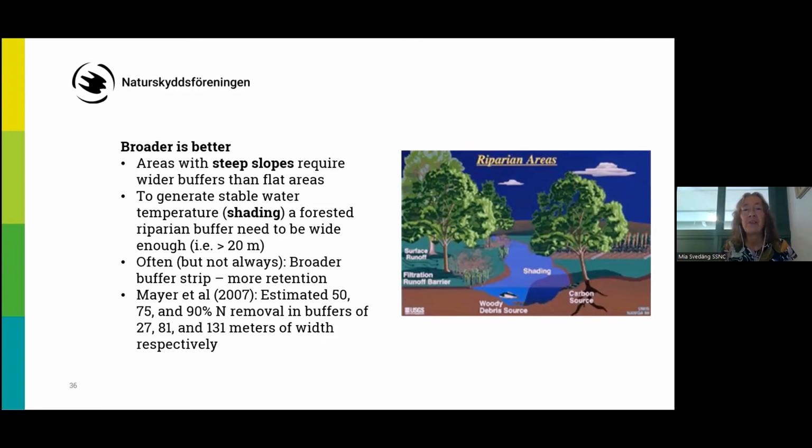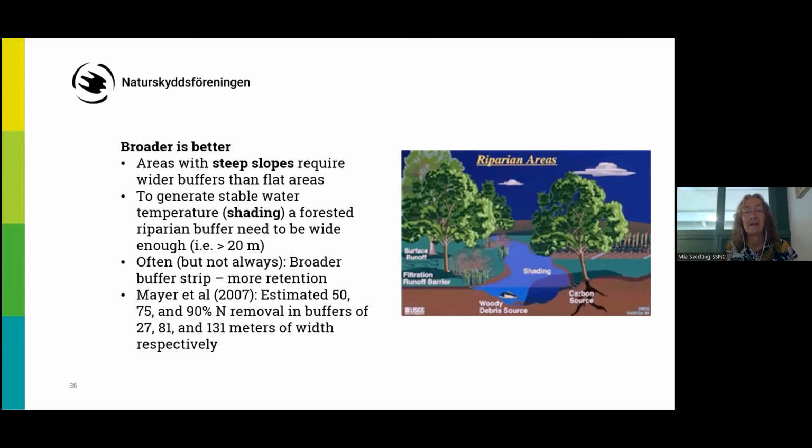And to generate stable water temperatures by shading them, forested riparian buffer zones need to be quite wide, more than 20 meters to give a good effect. Often, but not always, broader buffer strips give us more retention. And an example is Cinea and cooperators.